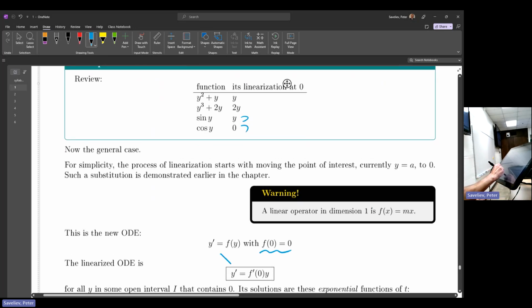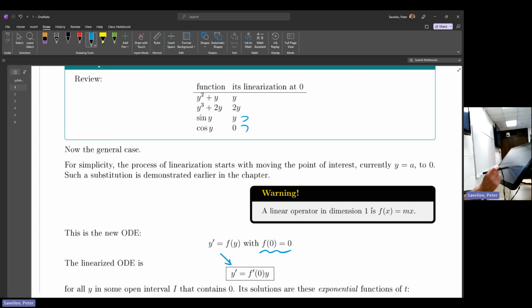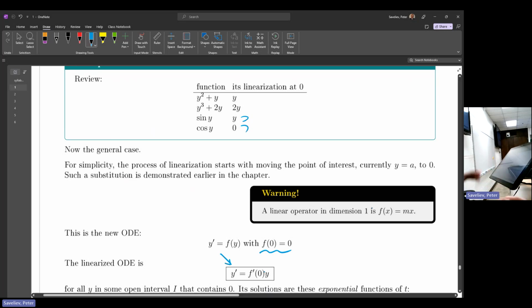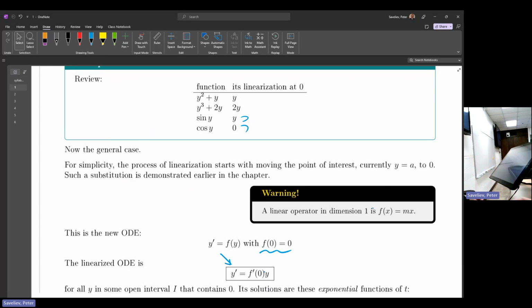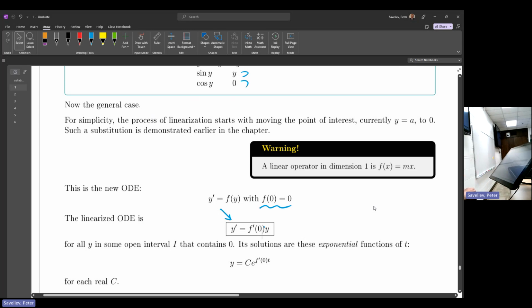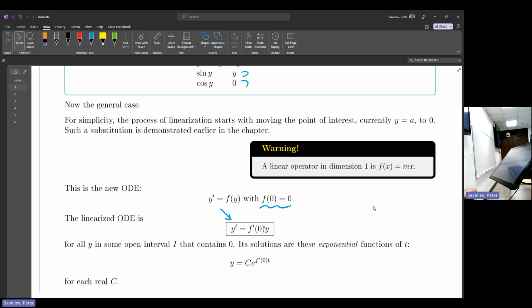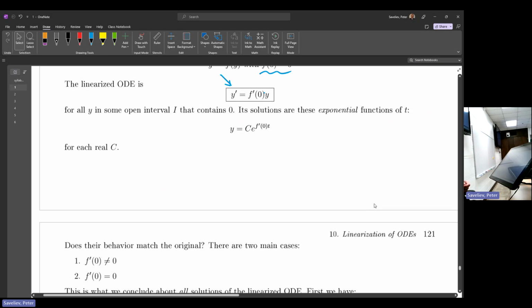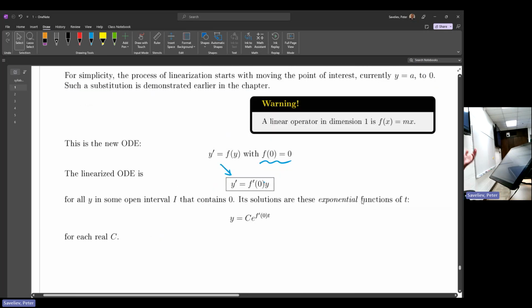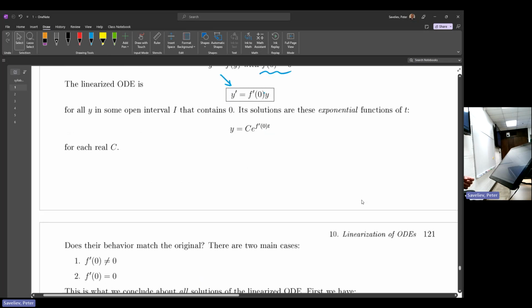Look at it. f prime of 0 happens to be just a number, and this is a linear equation. It's not just linearized, it's linear, because it's nothing but multiplication. f prime of 0 is a number multiplied by y, and the solution can be written at once like this. So that's the solution right away. One single number in the exponent, multiplied by t. So a bunch of exponential functions, which I drew just a minute ago, and then you're done. At least the qualitative analysis is very easy to detect.